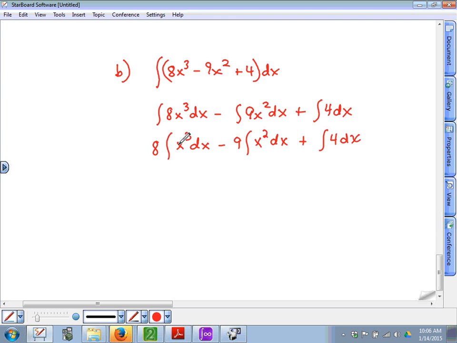So what is the integral of x to the third? Remember, you increase the power by 1, and then you divide by that same power. So it's going to be 8 times x to the fourth over 4, which eventually will give us 2x to the fourth. Now we're going to subtract. And where's the dx go? Once you take the integral, the dx is gone.